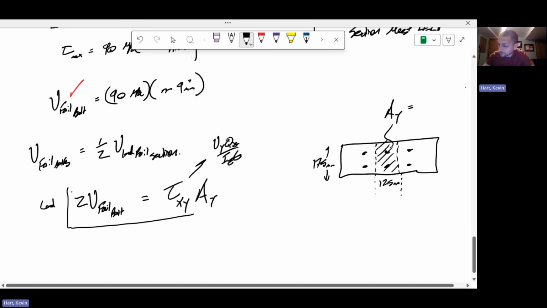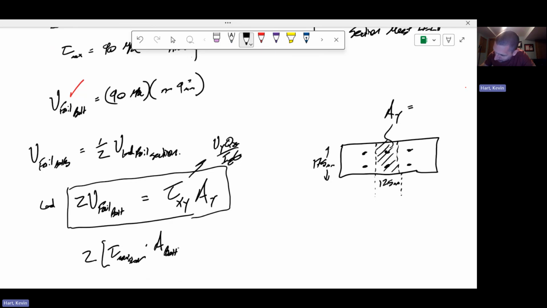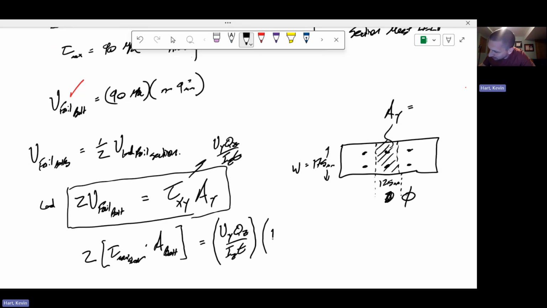And this is the equation that you need, where 2 times the failure strength of the bolts, this is tau max of the bolts in shear, which is 90 MPa, times the cross-sectional area of the bolt, which is pi r squared, is equal to Vy Qz over Iz t times AY, which is the width, let's call it W, multiplied by the bolt spacing. I don't know if you want to call it S. I think we actually called it phi before. So times W phi. And that's the equation that you need.